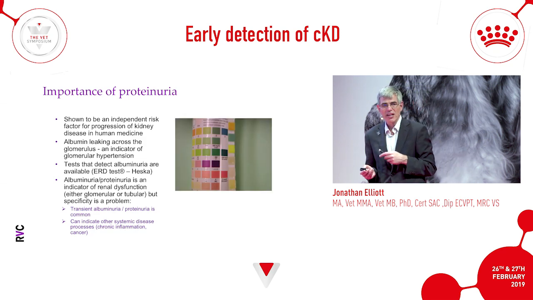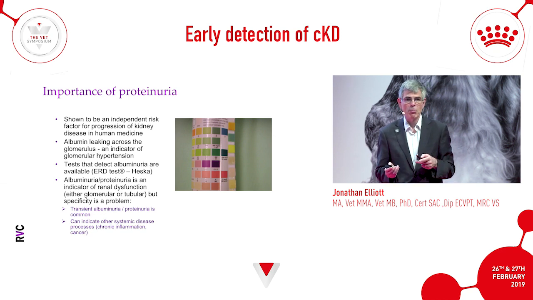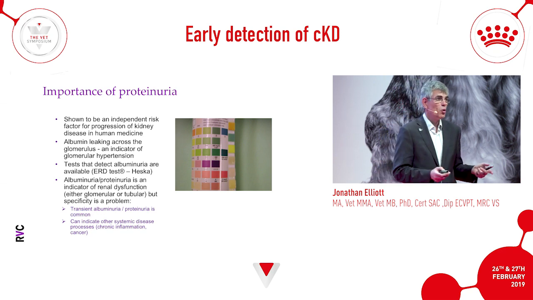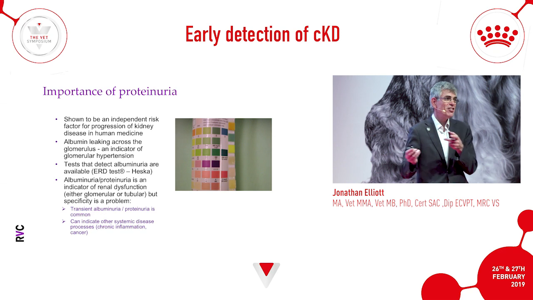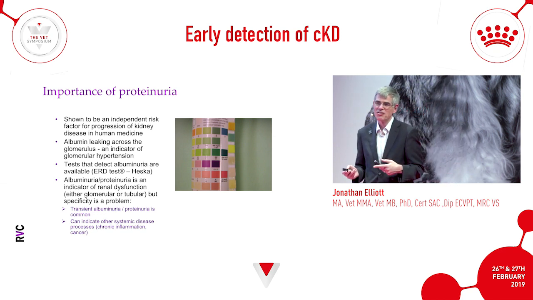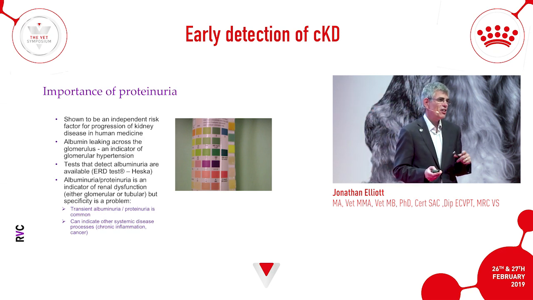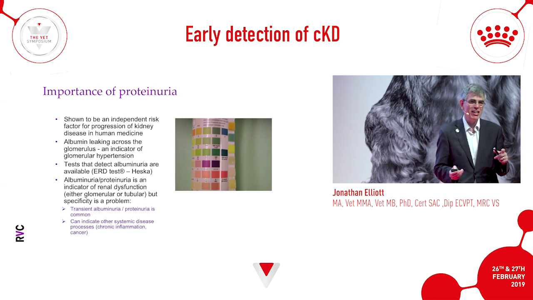And one thing I would say is that these sticks are absolutely useless for the cat. They always come up as 1+ positive, and that could mean that the UPC is normal, below 0.2, or it could actually be that it's significantly proteinuric. So as a screening test, just ignore the protein stick on this test unless it's negative, which it very rarely is for a cat.